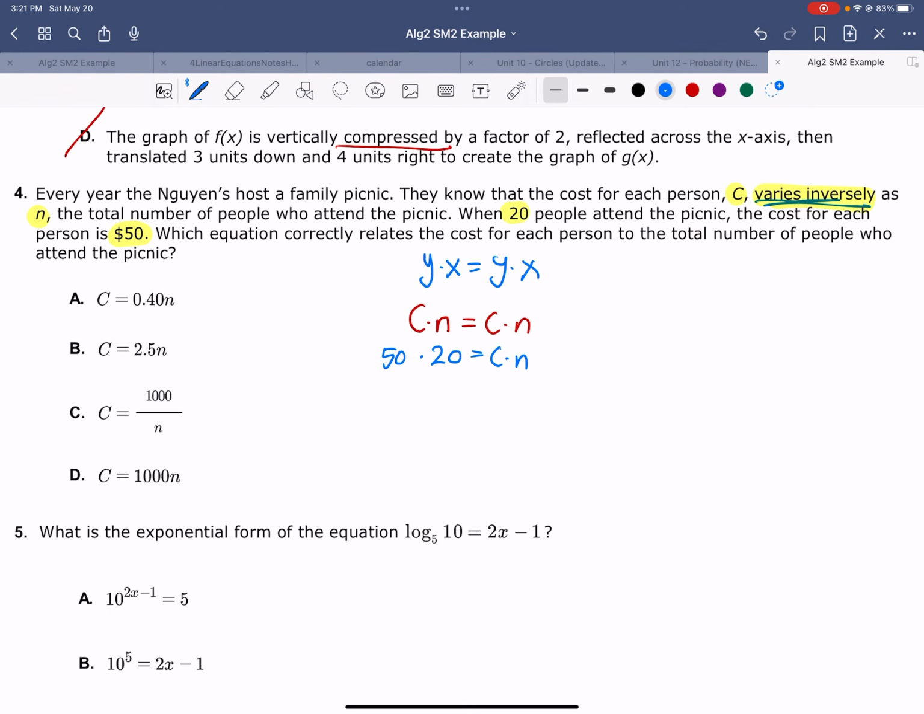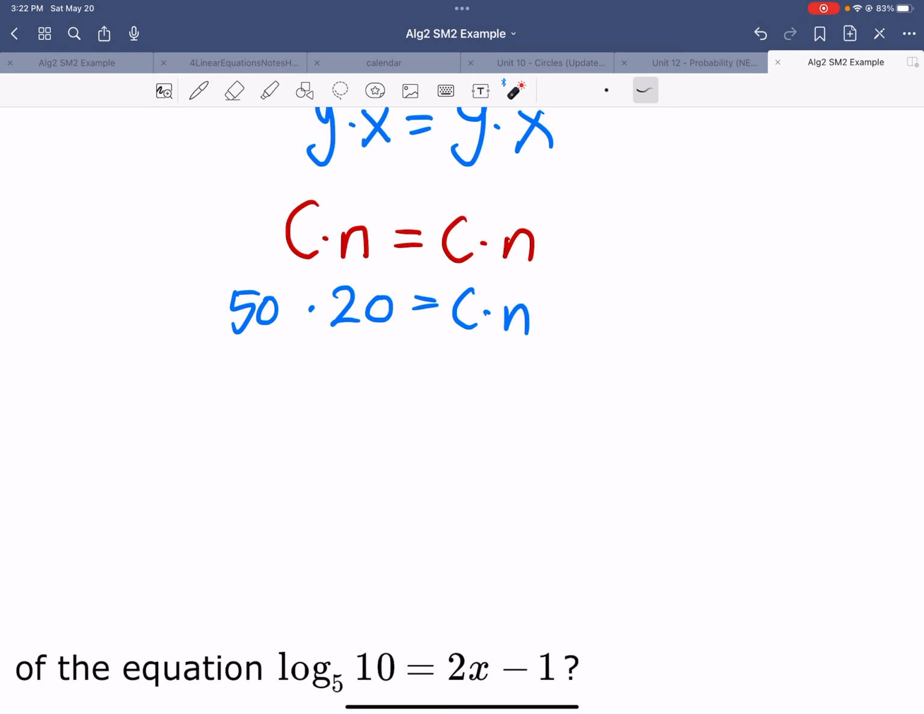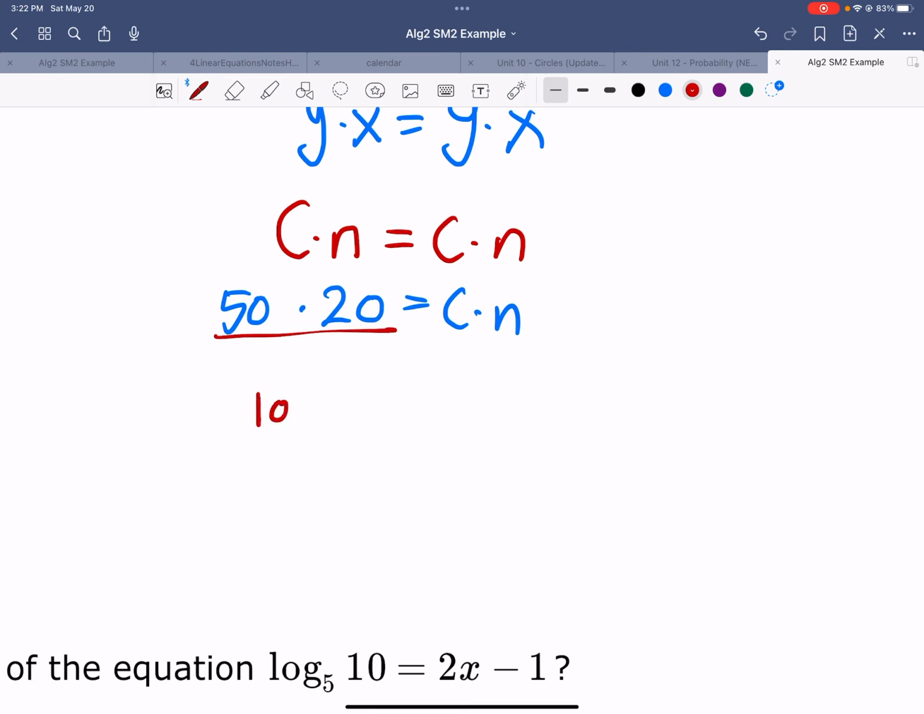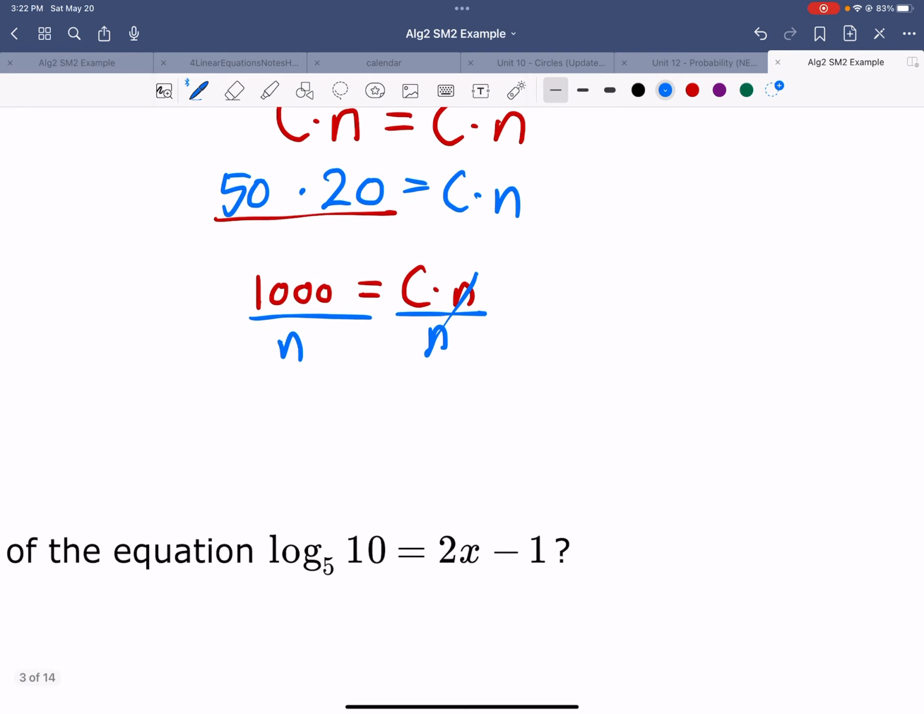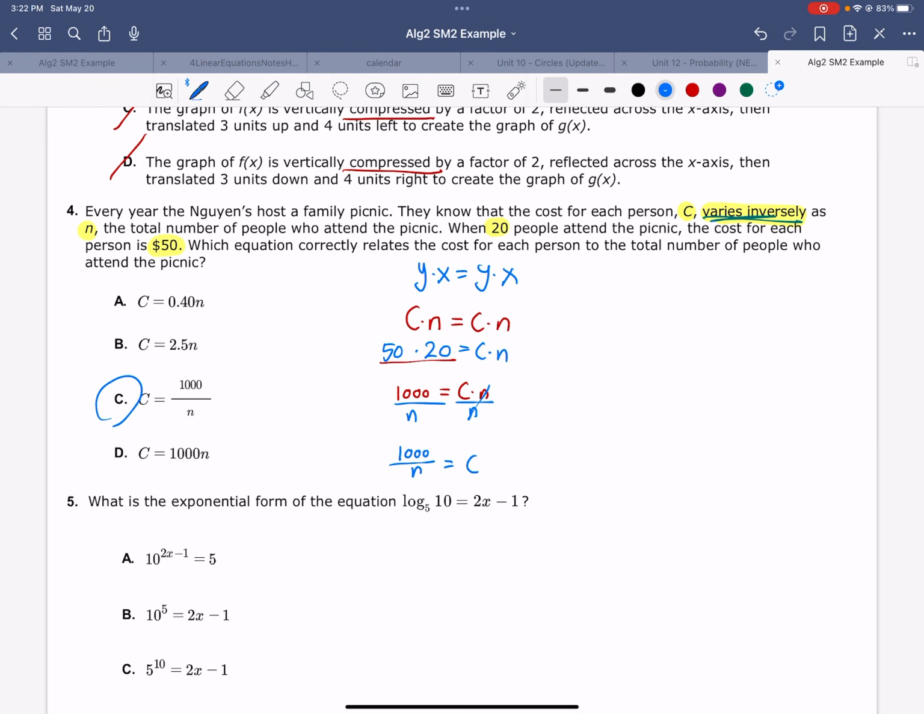The question is asking, find the equation that represents this situation, which means it's going to be one of these. But as you can see, everything has c equals, right? So very simple. You have to solve for c. So 50 times 20, that's going to be 1,000 equals c times n. But you want to solve for c because everything has c equals. So I'm going to divide each side by what? n. So that disappears. So I have 1,000 over n equals c, which is A.